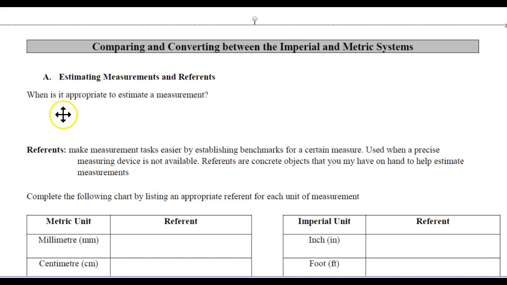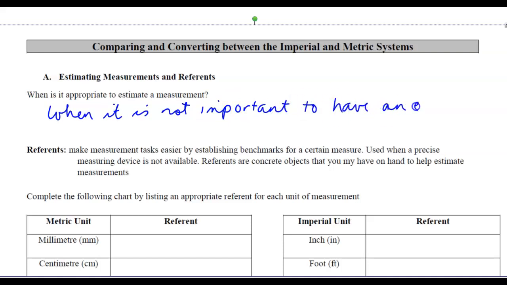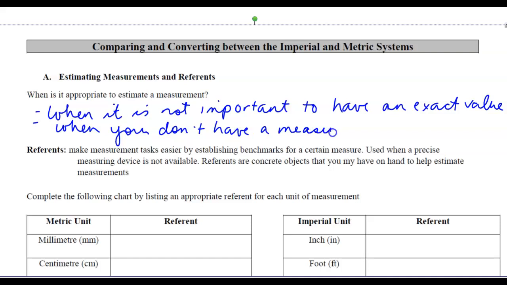So here, estimating is appropriate when it is not important to have an exact value. Also, when you don't have a measuring device with you, whatever that might be, meter stick or tape measure, that kind of thing.